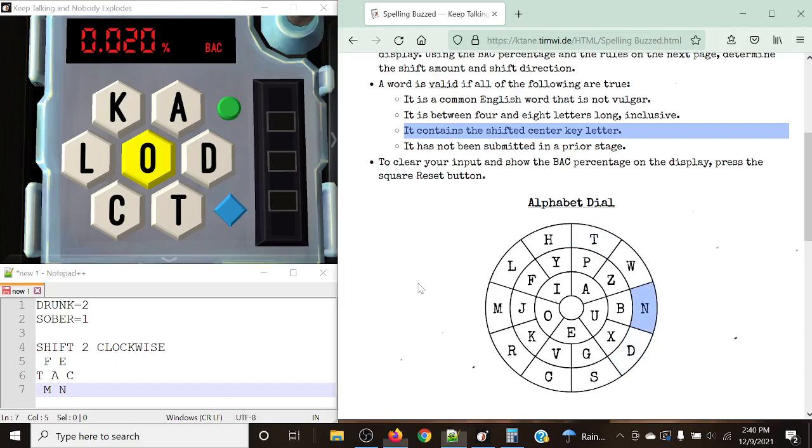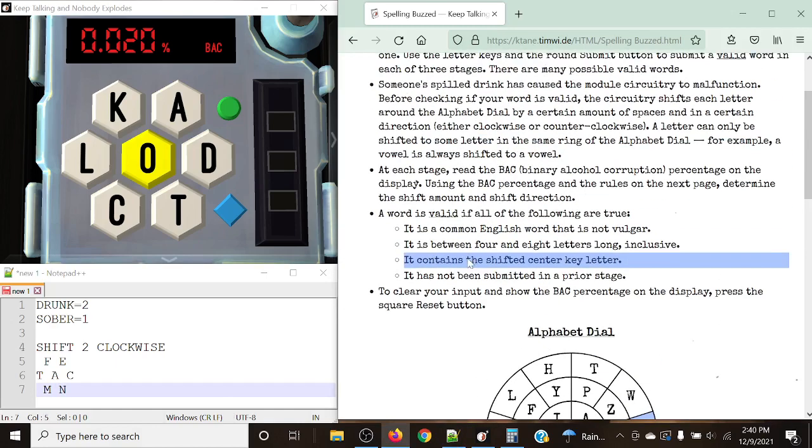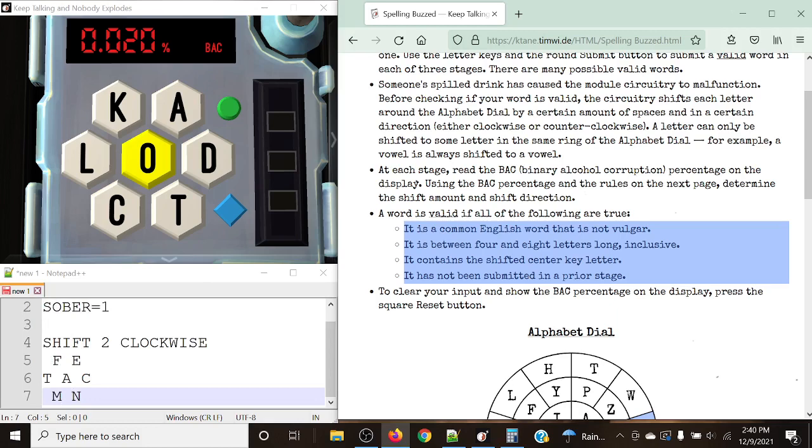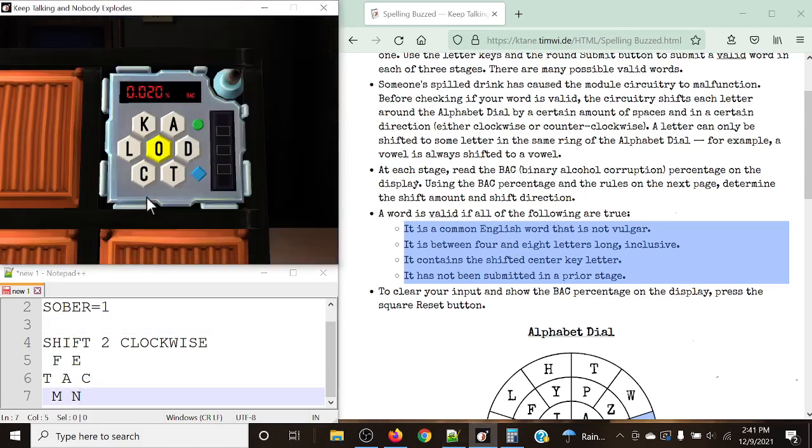So now that we have all of our shifted words, let's make sure that we can spell a common English word that is not vulgar. It is between 4 and 8 letters long. It uses the shifted letter, and it has not been submitted on prior stages. Since this is our first stage, anything is fair game, pretty much. So one of the words that I'm already seeing immediately is face. We can use F, A, C, and E. It's 4 letters long. It's not vulgar. It does contain a shifted letter word in the middle, and it has not been submitted on a prior stage. So we can use face.